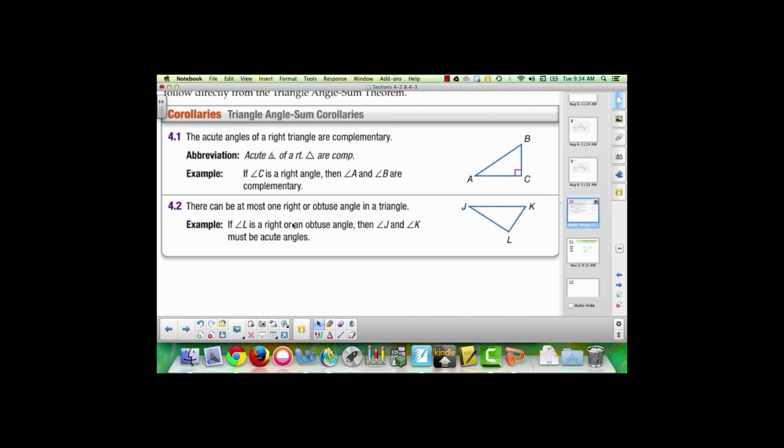Another corollary is that there can be at most one right or one obtuse angle in a triangle. Again, this comes from the angle sum theorem that says the angles add up to 180. If an angle is 90 or more than 90, the other two angles can only add up to 90 or less than 90, and therefore individually have to measure less than 90 degrees.